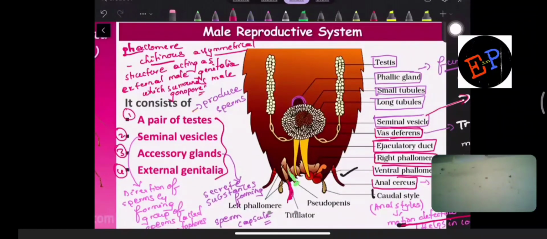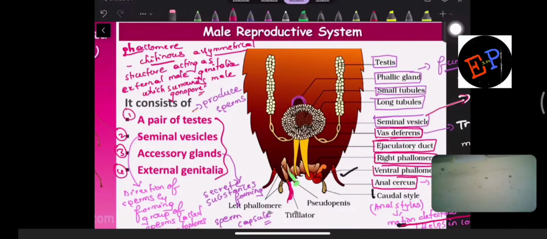Seminal vesicles already we have studied. They are responsible for maintaining the direction of the sperms and forming groups of sperms called spermatophores. What is this group of sperms called? Spermatophores. In the case of other organisms, sperms are independent, they are not grouped together. But in the case of cockroach, spermatophores are present, which is a group of sperms. Clear? Next we have accessory glands.